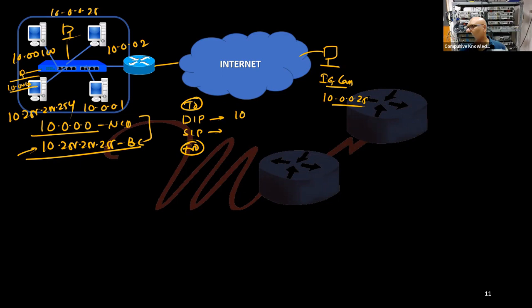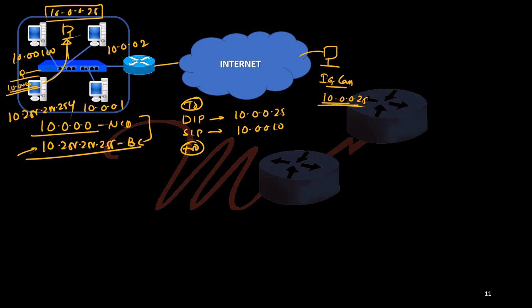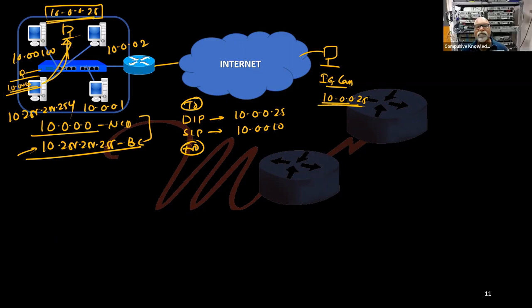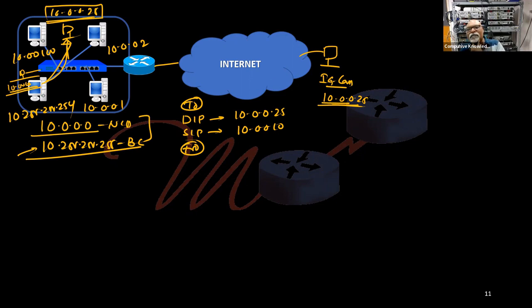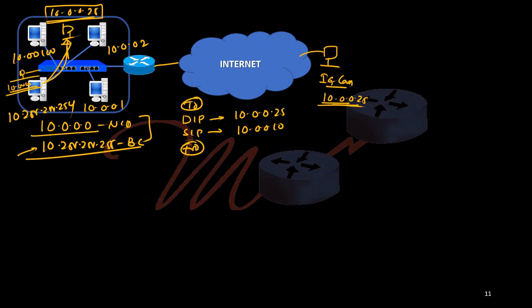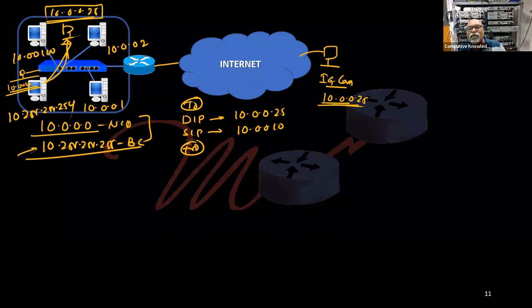The destination is 10.0.0.25. The source is 10.0.0.10. Imagine this. Now when it tries to go from 10.10 to 10.25, in my network also 10.25 is there? Yes, sir. So instead of going to this one, it will go to my network, correct? Yes, sir. So that means your phone number and my phone number can't be the same, isn't it?